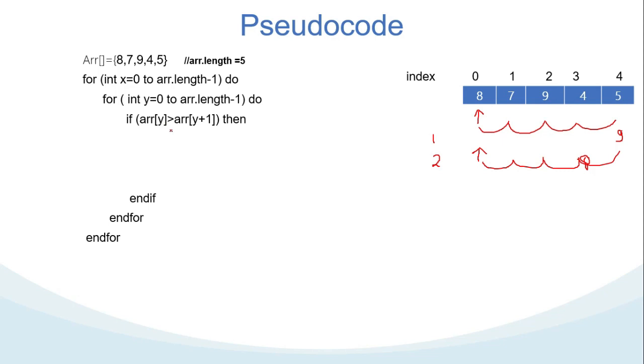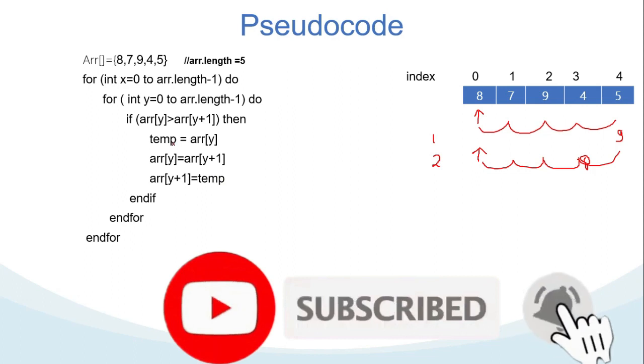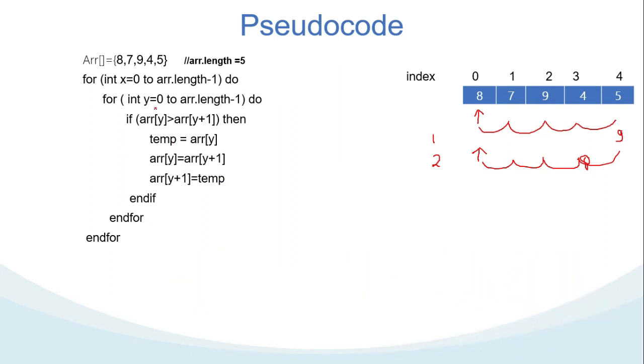To swap this, we need another variable. Here I use temp. So I use temp to hold the value of array y. And then now I can use array y to hold the value of array y plus 1. And then I can use array y plus 1 to hold the value of array y that I already held in the temp. Okay, we will keep on doing so until all numbers are sorted.